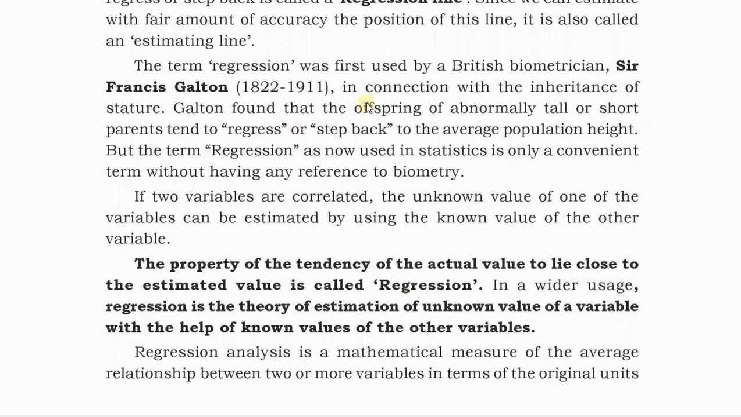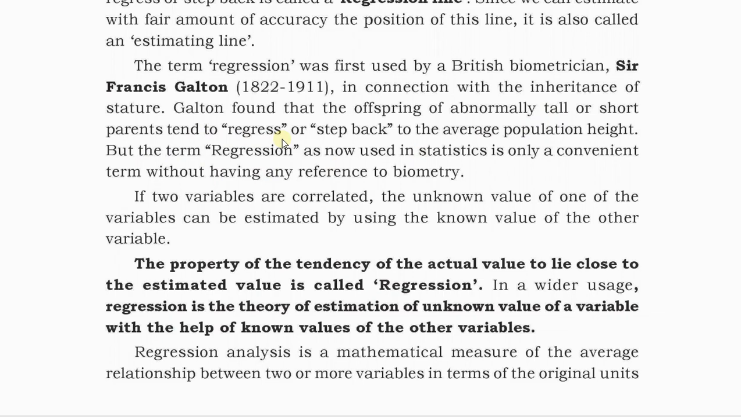The term regression was first used by British biometrician Sir Francis Galton in connection with the inheritance of stature. Galton found that the offspring of abnormally tall or short parents tend to regress or step back to the average population height. But the term regression is now used in statistics only as a convenient term without any reference to biometry. So Sir Francis Galton used it to study the height of the next heir of abnormally tall or short parents.